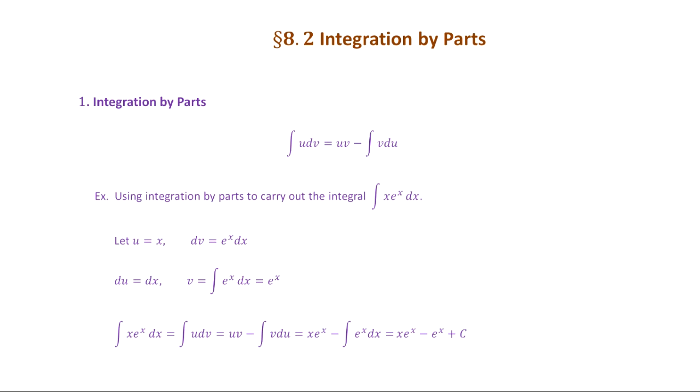And minus the integral of v du. Now v is e to the x and du is dx. So we get the integral of e to the x dx in the second term, and that just gives us e to the x if we integrate it. So the final answer is x e to the x minus e to the x plus c. So you can see how that works.